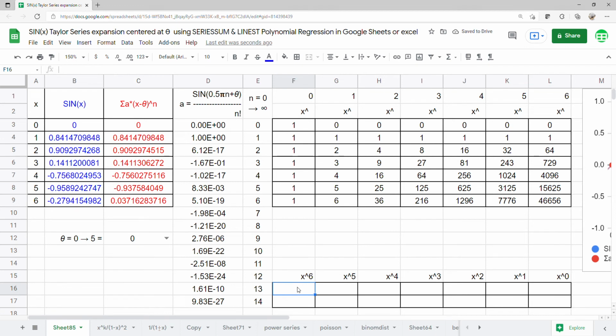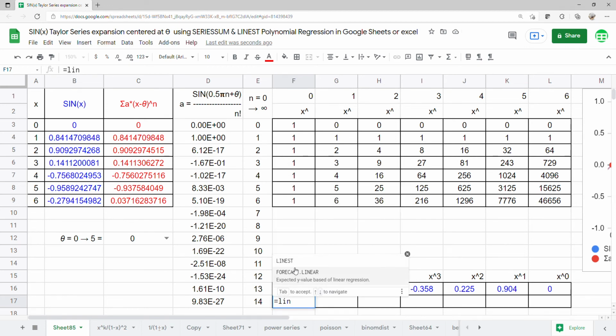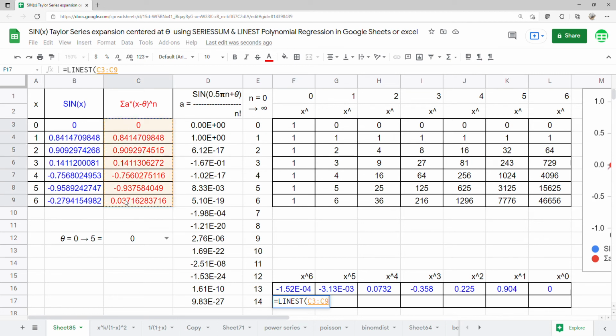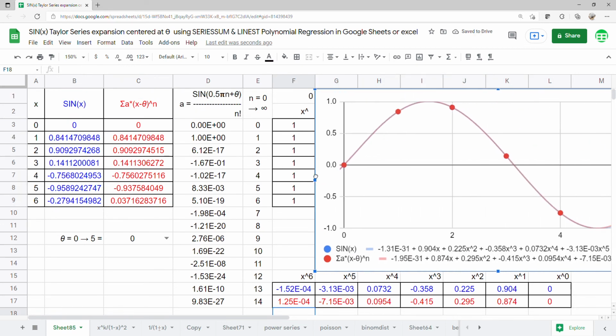Now we can use LINEST. LINEST, data y and data x. Again, for the expansion, this is equal to LINEST data y and data x, and enter. Now let's compare. So this is the Maclaurin series.